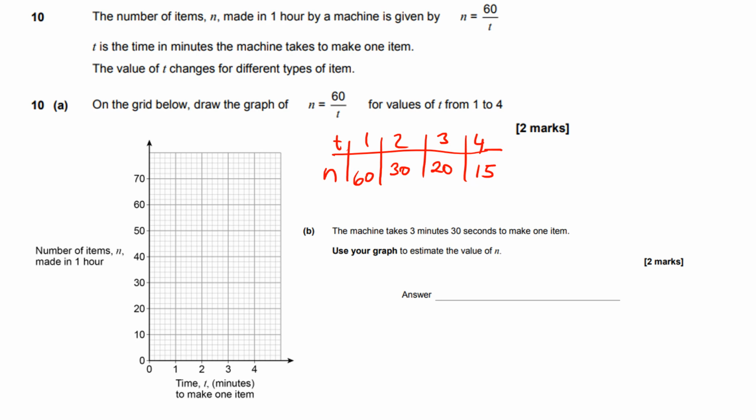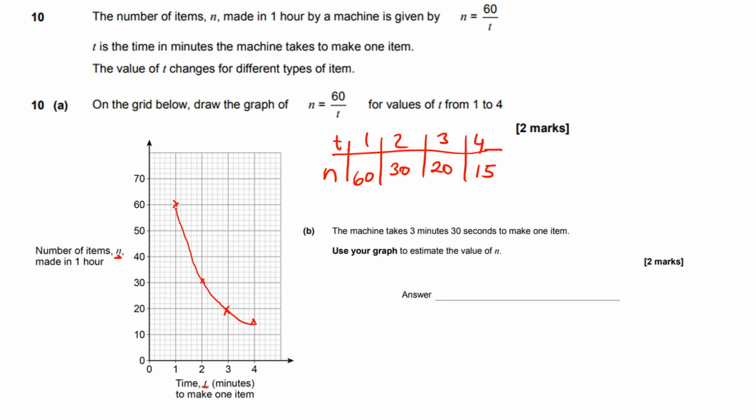So I am going to plot this on my graph. When t was 1, my n was 60, so it's going to be here. When t was 2, my n was 30. When t was 3, your n was 20. And when t was 4, n was 15, which is going to be somewhere right in there. And I'm going to be drawing this. It's something like this.